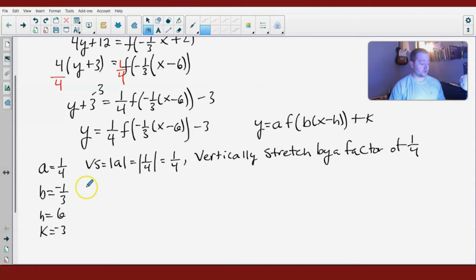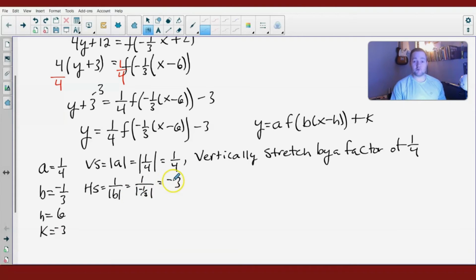For the horizontal stretch, we have to remember that horizontal stretch is 1 over the absolute value of b. Again, toolbox. So you remember what 1 over b means too. 1 over b means the reciprocal. So I'll put it in here and kind of go through the process of what it actually is. So 1 over negative 1 over 3 actually turns out to be negative 3.